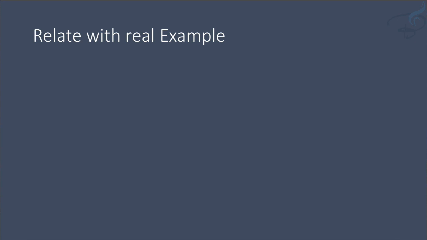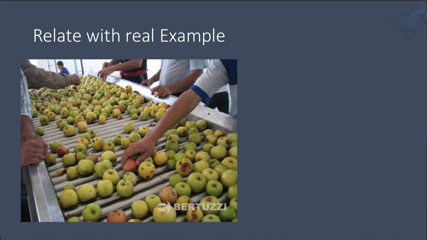Let's relate this with a real example. Suppose you are given a task to sort good apples from bad apples. We know a bad apple has dark patches and doesn't have a proper shape. So you create a class for the green apple. You define the color as green. You define that if there are patches, that's not a good apple, so let's remove it. Second, if it's not a proper shape, just remove it. You feed this software into a machine, then that machine will do the task.